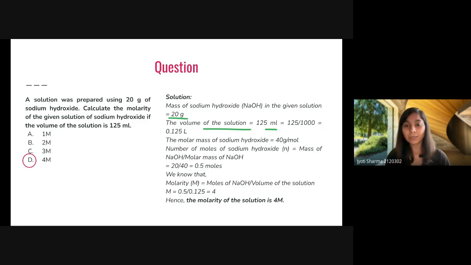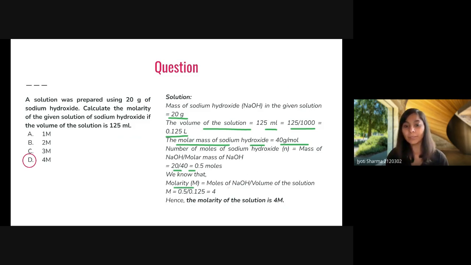And because we need the volume of the solution in liters, that's why we have to divide it by 1000. And that's why this is 0.125 liter. Then the molar mass of sodium hydroxide, we can calculate as per the atomic number of each of the atoms. So as I showed you, this is 40 gram per mole. Now what you need to do is calculate the number of moles. Number of moles will be given mass divided by molar mass, so 20 by 40, this will be 0.5 moles.